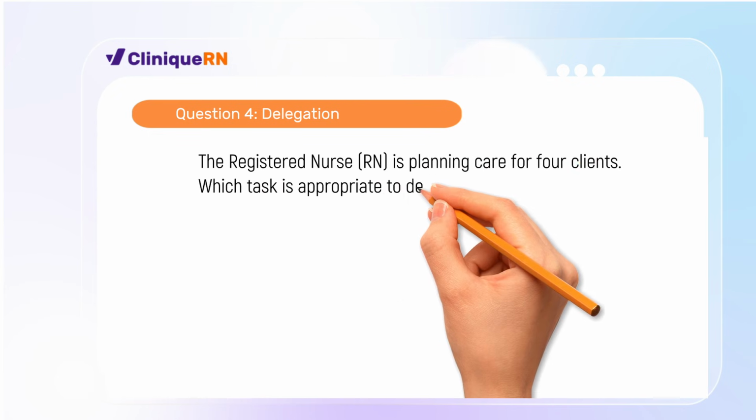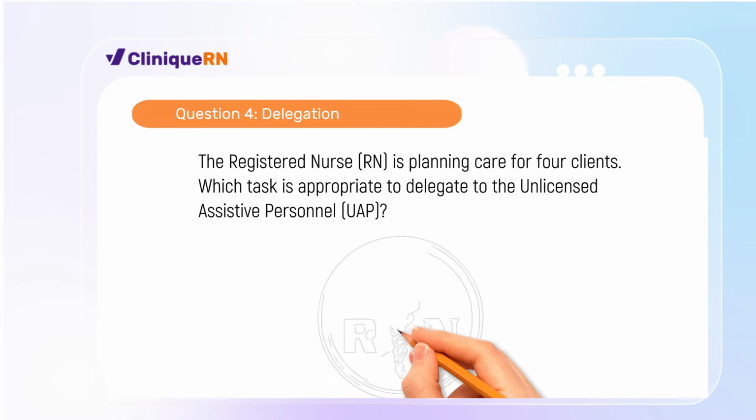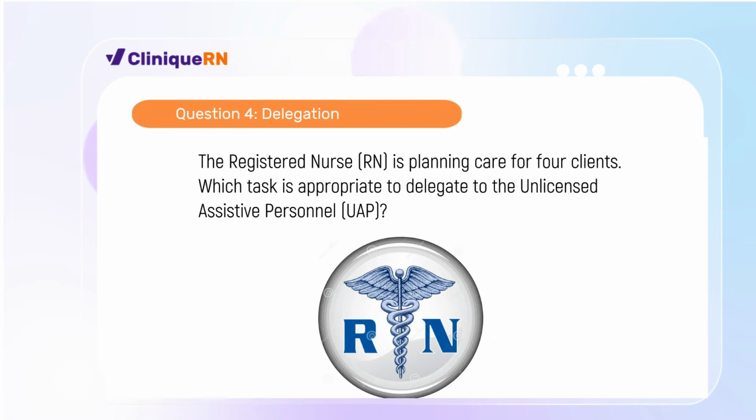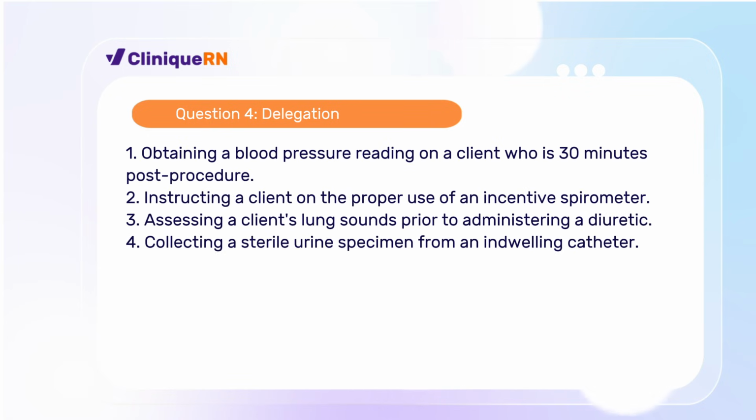Question 4. Delegation. The registered nurse, RN, is planning care for 4 clients. Which task is appropriate to delegate to the unlicensed assistive personnel, UAP? 1. Obtaining a blood pressure reading on a client who is 30 minutes post-procedure. 2. Instructing a client on the proper use of an incentive spirometer. 3. Assessing a client's lung sounds prior to administering a diuretic. 4. Collecting a sterile urine specimen from an indwelling catheter.